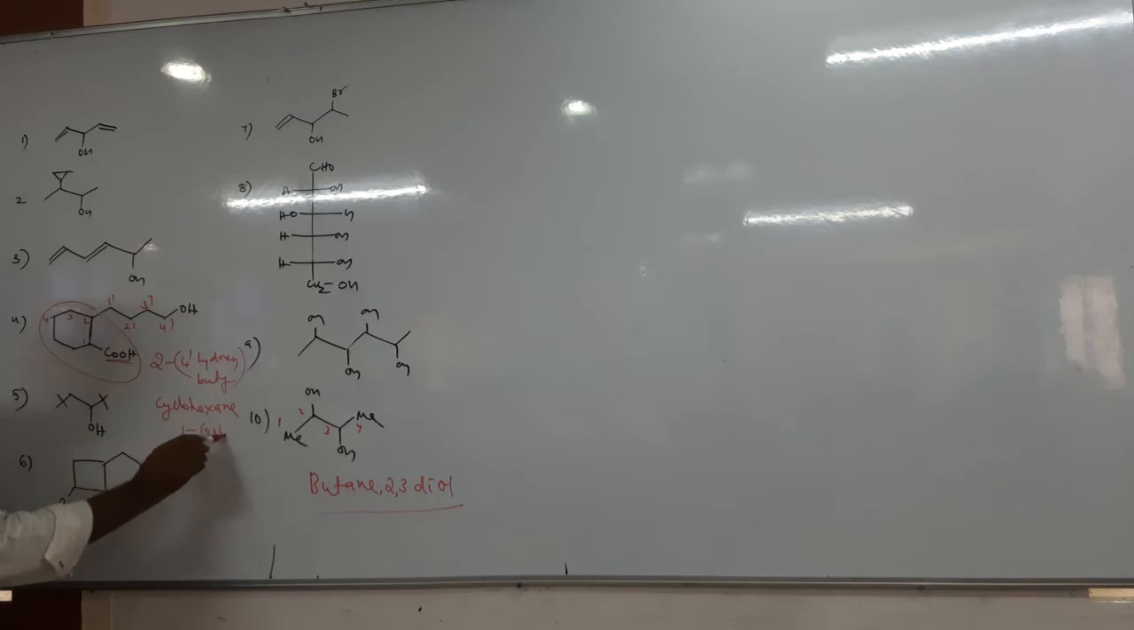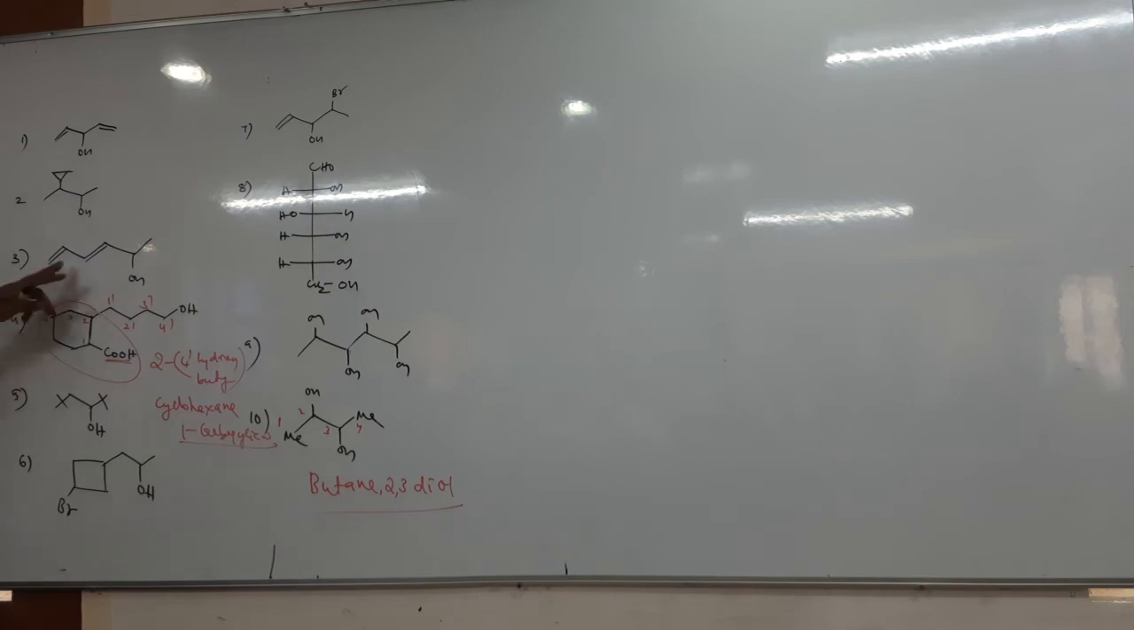Cyclohexane 1 carboxylic acid. Okay. So if there is a double bond, we should add the letter A, like buta, penta, hexa, that is the same. I hope you can write the remaining all.